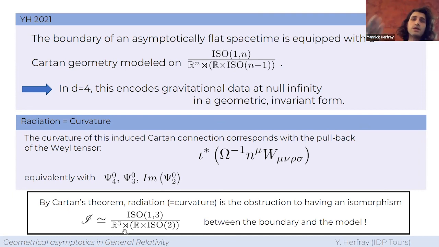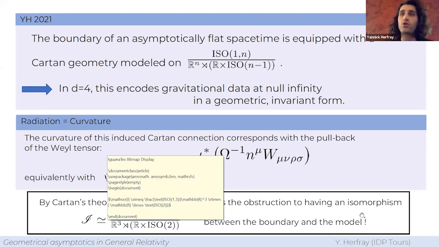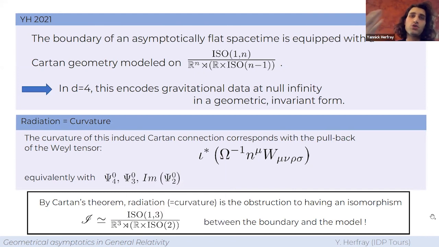Why is it important? Because it means that only in the absence of radiation can you choose a Poincaré group acting on the boundary. When you have radiation, there is no such identification. There is no Poincaré group acting at the boundary, which is the reason why you have this BMS group, which is infinite dimensional, acting as symmetry group. Because there is for sure no way of selecting one nice Poincaré group as long as there is radiation.